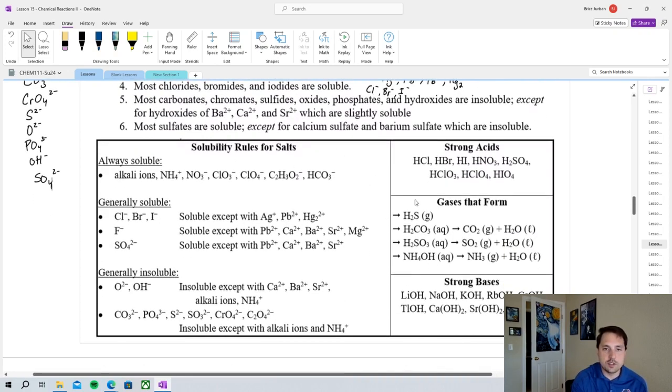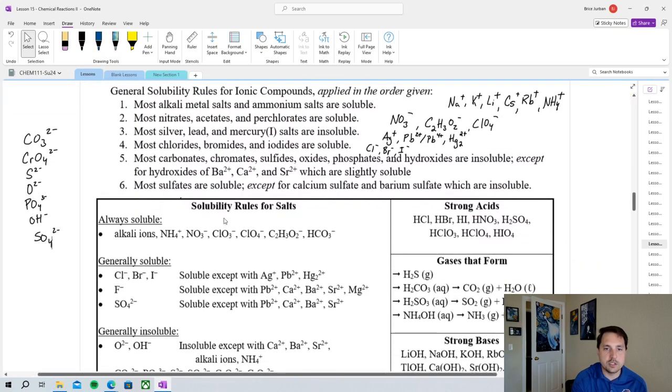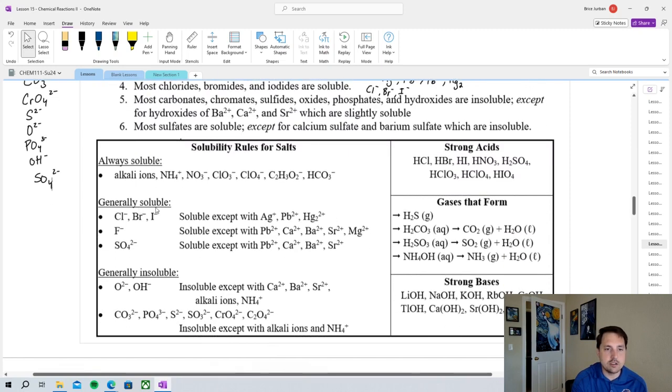This is another way of summarizing all these rules above, and you can simply look to find these ions. These are the always soluble ions. There's a couple that weren't mentioned above. We have chlorate and hydrogen carbonate. And then here's our generally soluble classes.